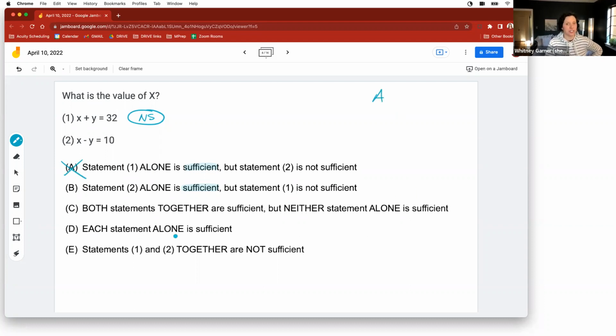And then each statement alone is sufficient. That would mean that both, right? Like statement one is sufficient and statement two is sufficient. And that's not true here. Statement one is not sufficient, and so I would eliminate answer choice D. And that's going to leave me with B, C, and E.